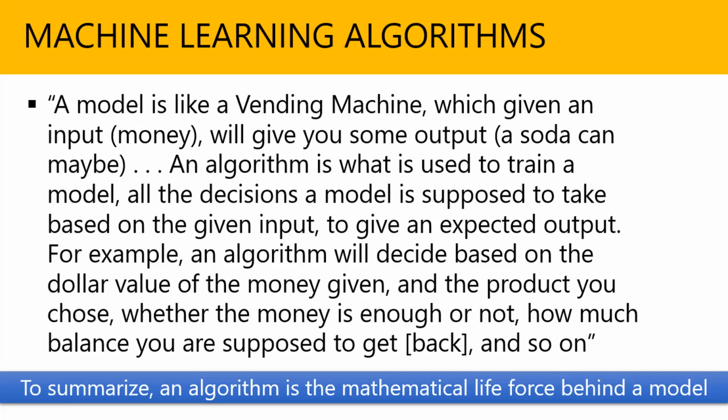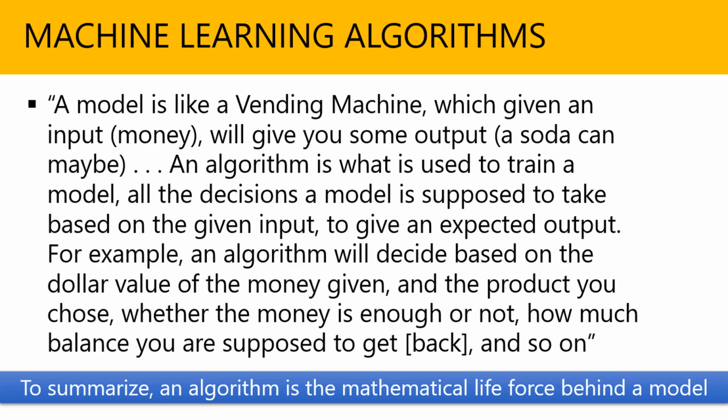So, machine learning algorithm. Think of developing a model as like a vending machine, which, given an input, in other words you put money in the vending machine, gives you some output, such as a candy bar, chips, or a soda can. An algorithm is what is used to train that particular model. All the decisions the model is supposed to take, based on the given input, give an expected output. For example, an algorithm will decide based on the dollar value of the money, which is an input, whether it's $1 that you put in the vending machine or 50 cents or whatever it is.